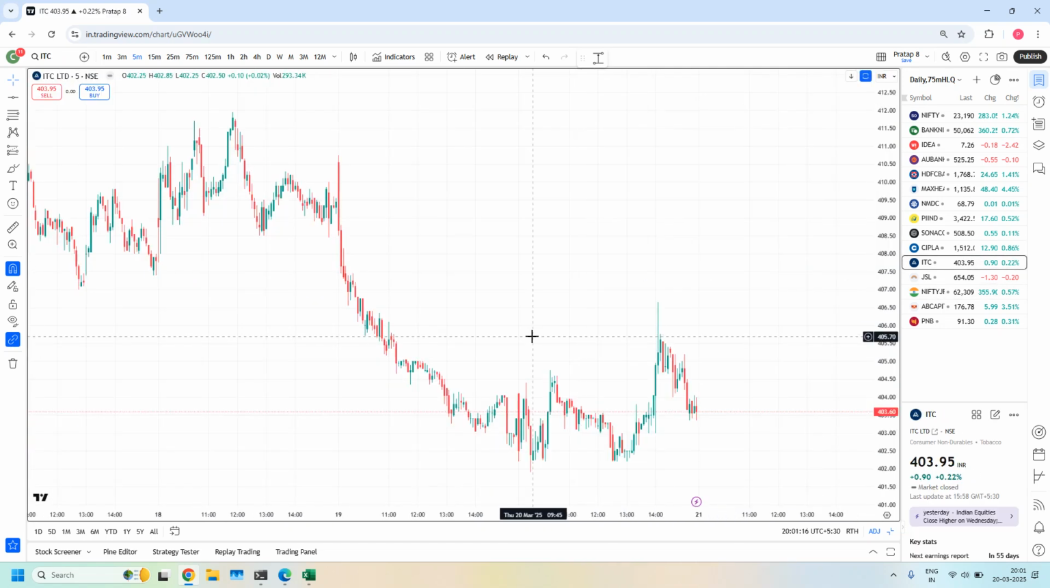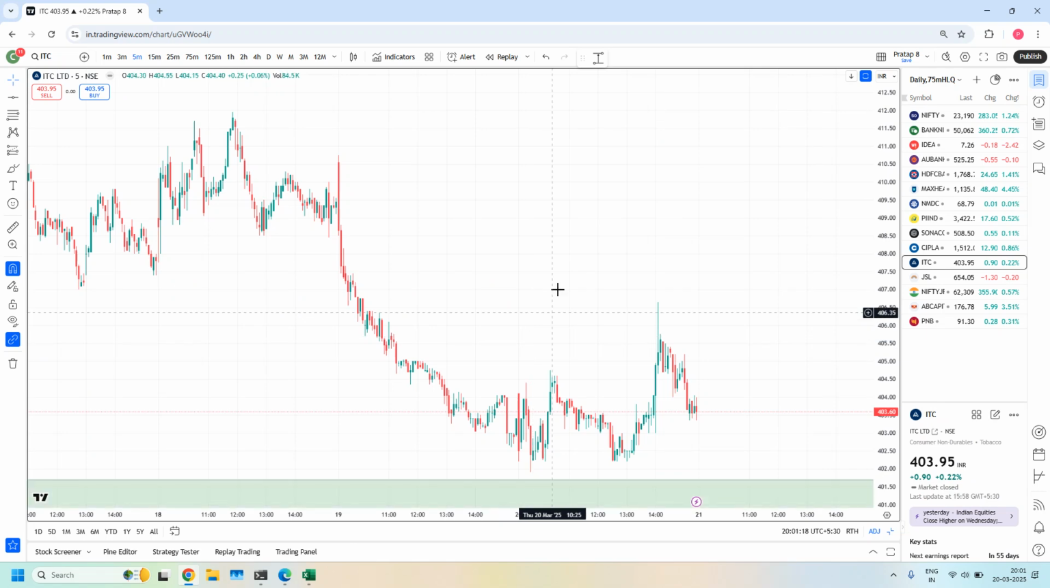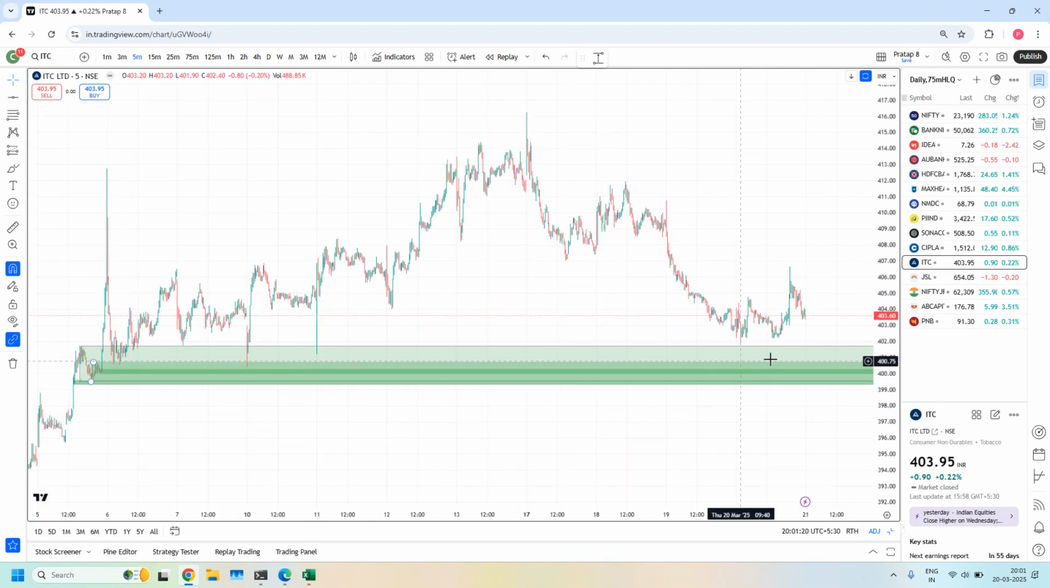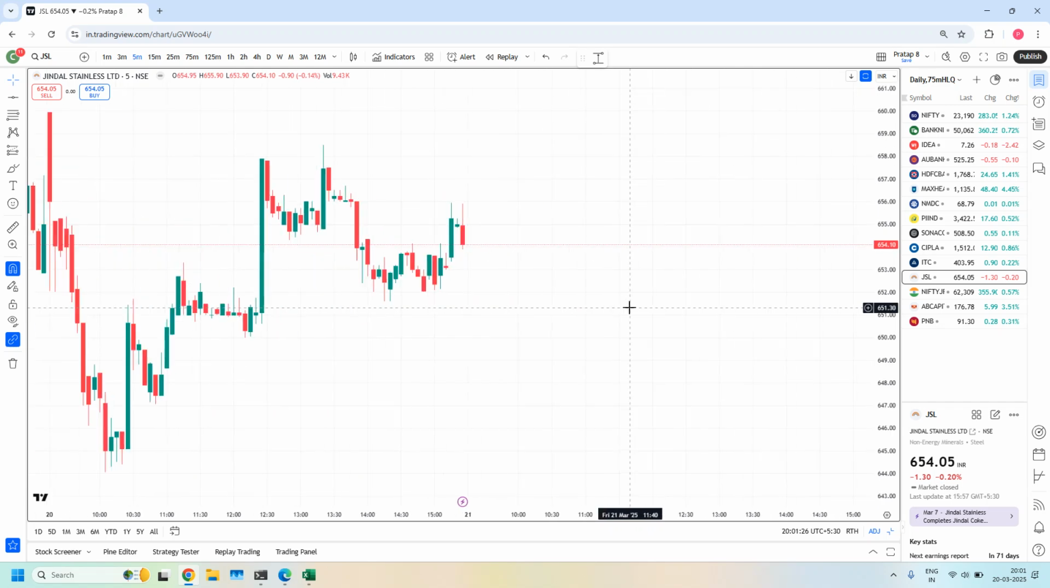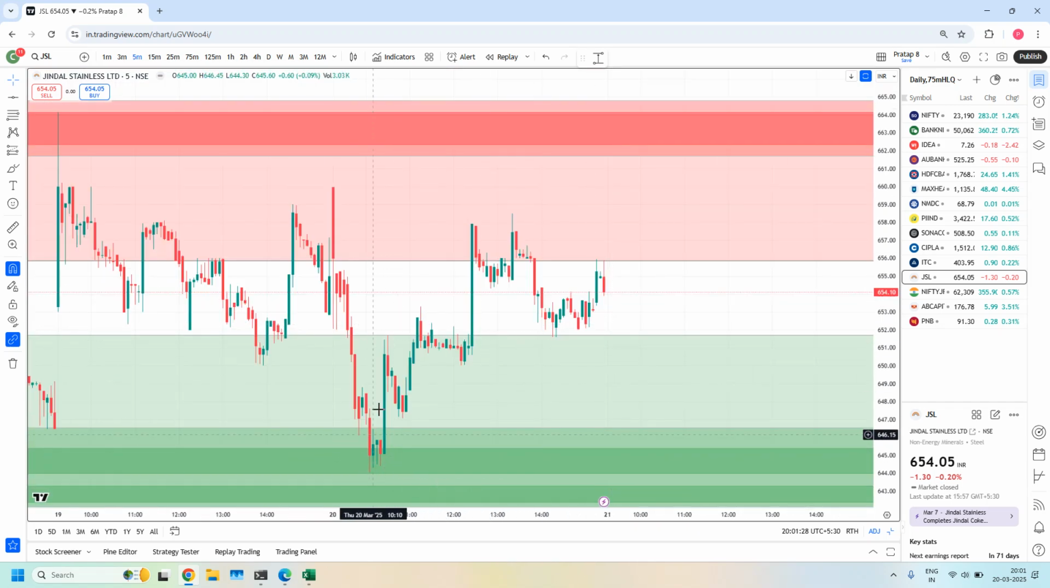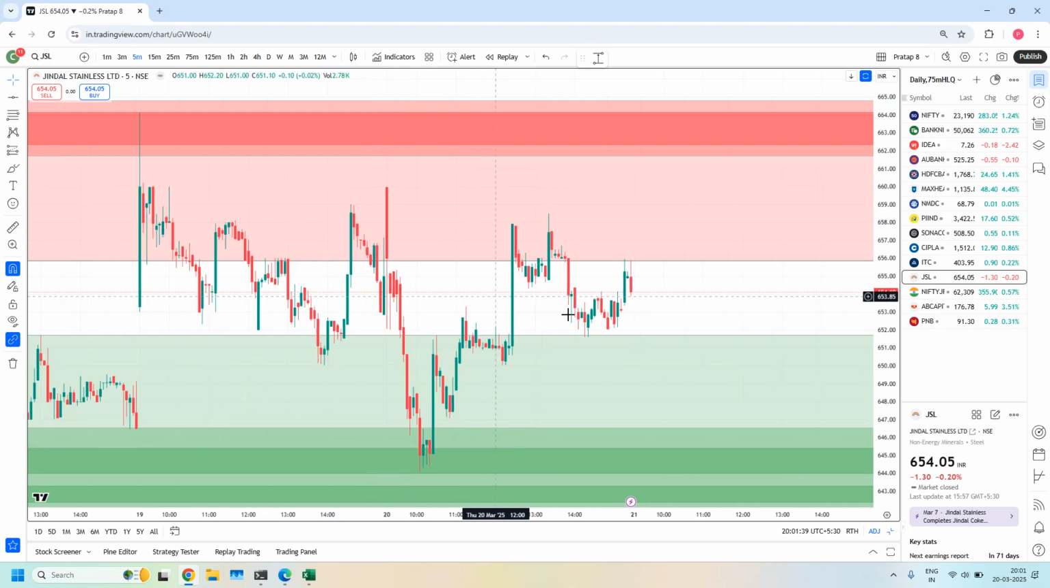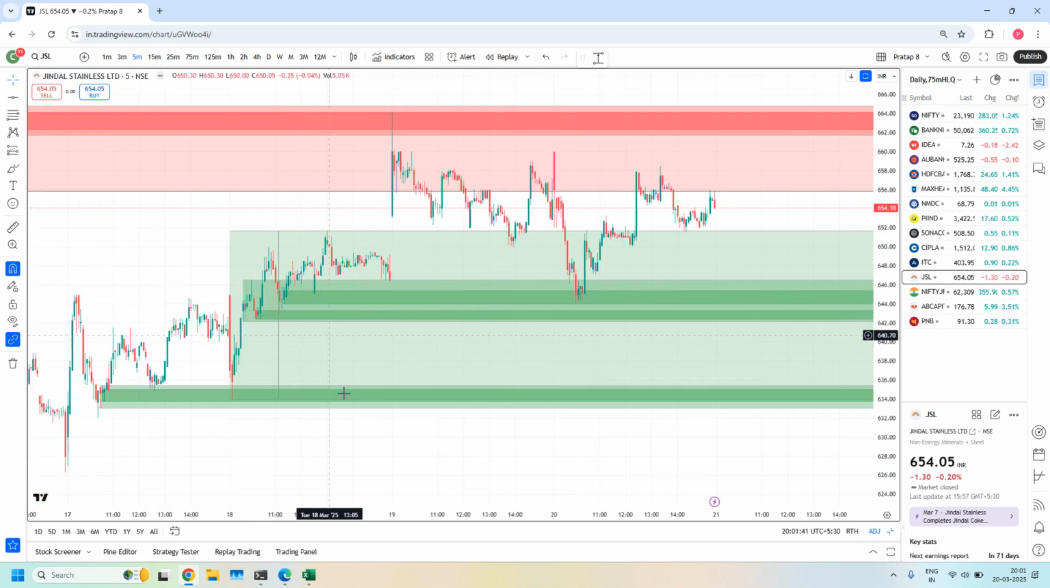Next one is ITC. This is a 75 minutes fine-tuned demand zone. ITC also we did not get any trade. And JSL. JSL looks like we got a successful trade from the fine-tuned zone. See? Prices entered and we got a very good profit, right? But why I didn't track this data in my Excel sheet? Because we didn't consider this trade. Why? Because it is a tested zone.